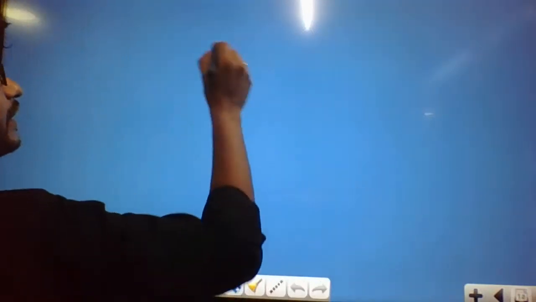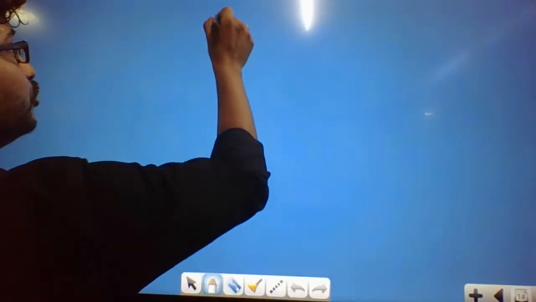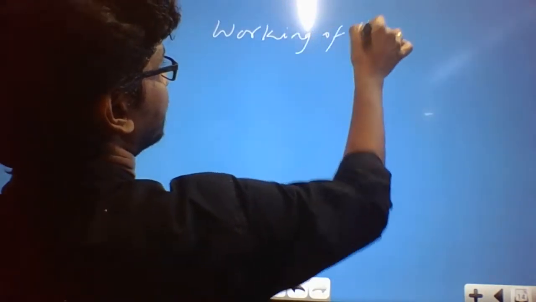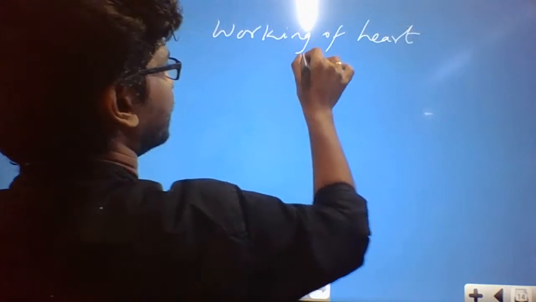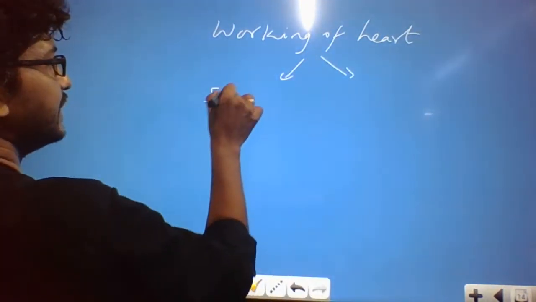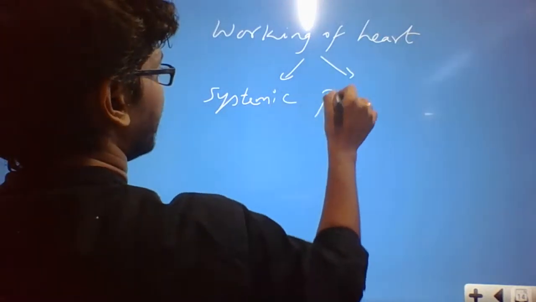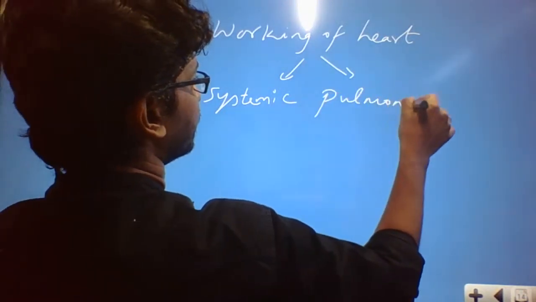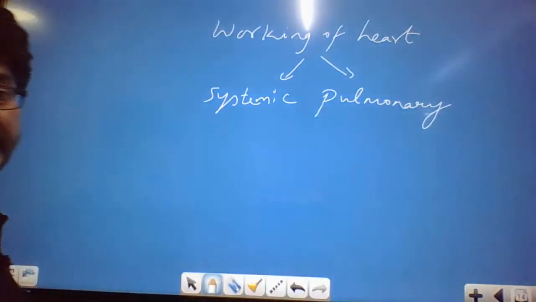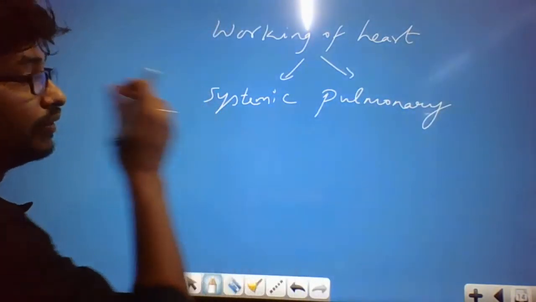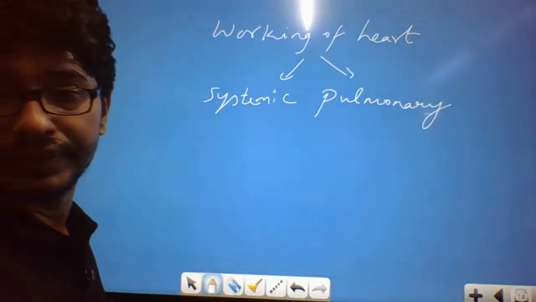Next, we move on to the working of the heart. We have two types of working of the heart: systemic and pulmonary.